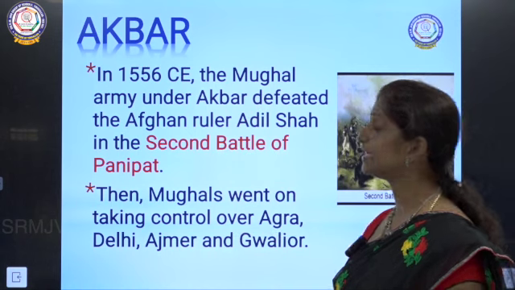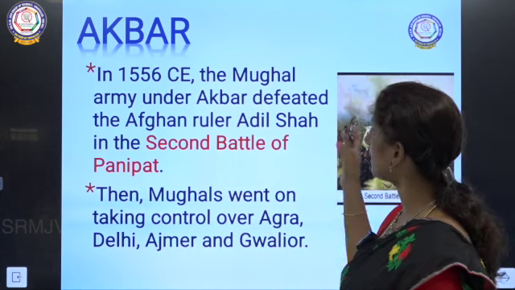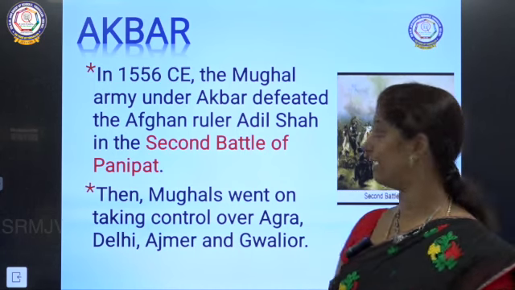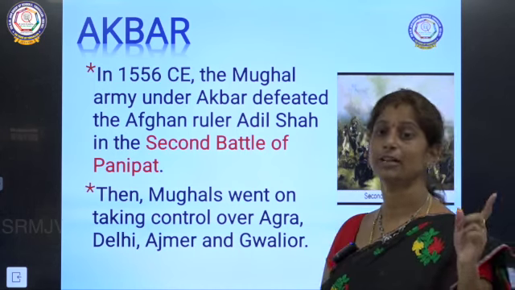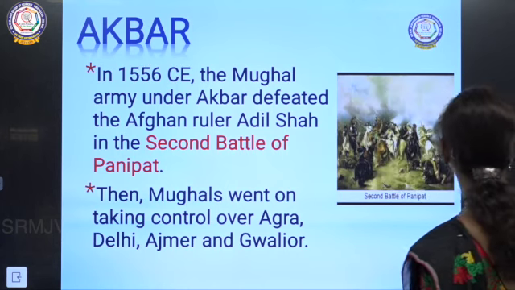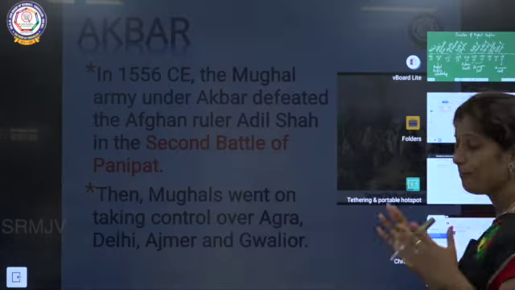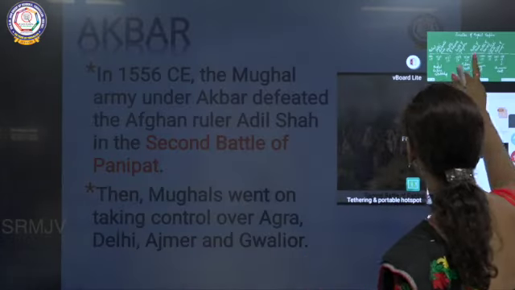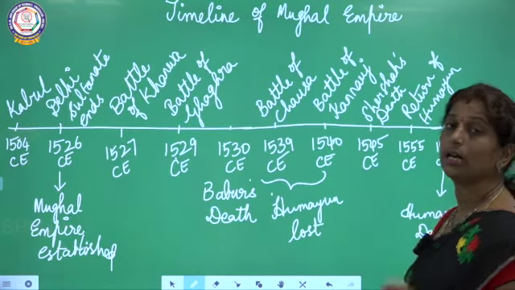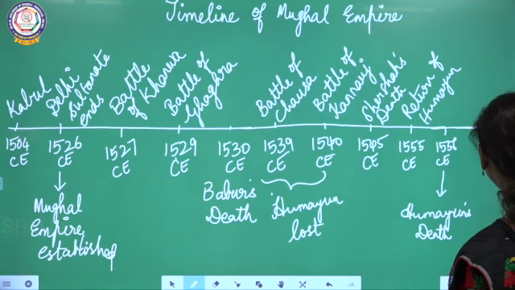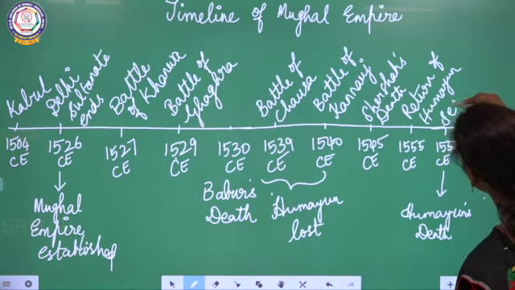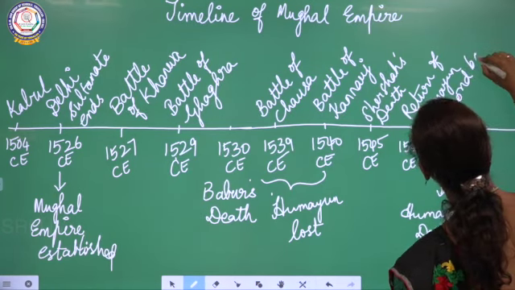In 1556, the Mughal army under Akbar defeated the Afghan ruler Adil Shah in the second battle of Panipat. So in 1556 CE, Akbar came to rule, and at the same time the second battle of Panipat came. In that, Adil Shah, the Afghan ruler, was defeated by Akbar. Shall we add this to our timeline, children? In 1556, second battle of Panipat.